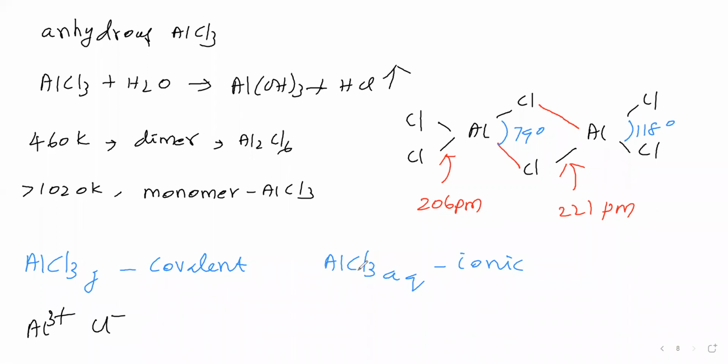Why is it ionic then? Because of hydration. This aluminum ion undergoes hydration with the water molecules. Therefore, it exists in the form of hydrated aluminum ions. Cl- undergoes hydration and exists as Cl-(aq). So aluminum chloride on dissolving in water exists in the form of hydrated aluminum ions and hydrated chloride ions. That indicates aluminum chloride aqueous solution is ionic. So remember that aluminum chloride gas is covalent, but aluminum chloride aqueous is ionic.